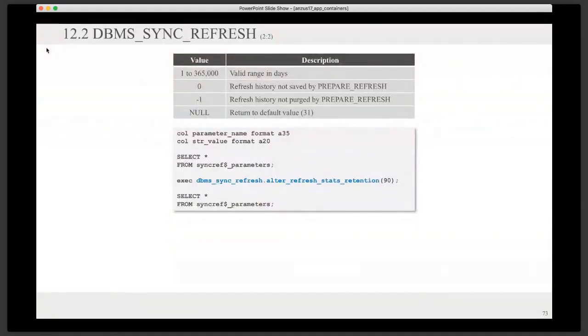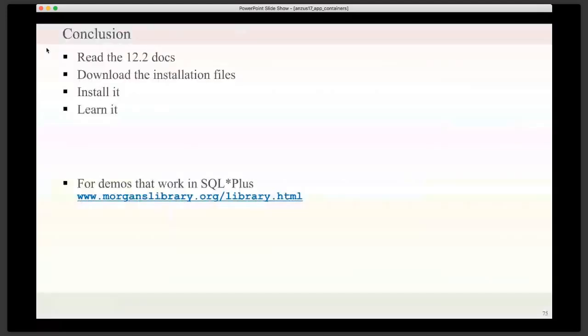So slide 75, the conclusion. Docs. Download the installation files from otn.oracle.com, install it, and learn it. And I can't emphasize the importance of learning it, because Oracle has made it very clear to those of us that were beta testing and are involved in this that they would love to have the old architecture go away. And if you like your job and you like your payroll, sticking with the old is possibly not the best career move in the world.